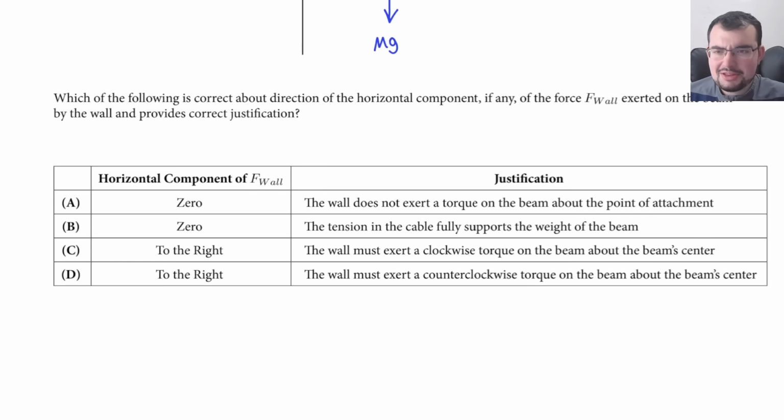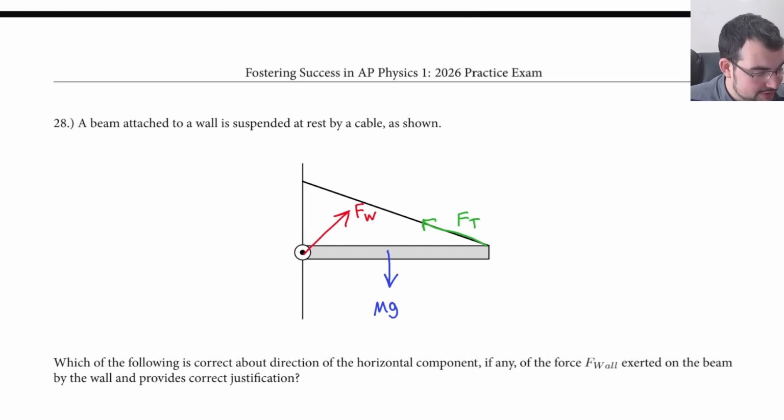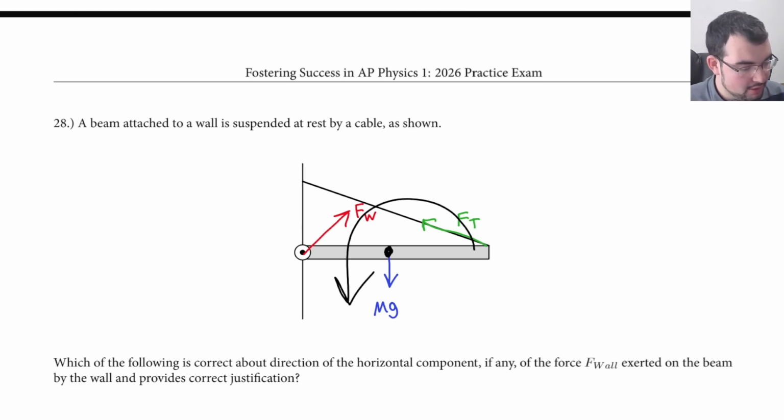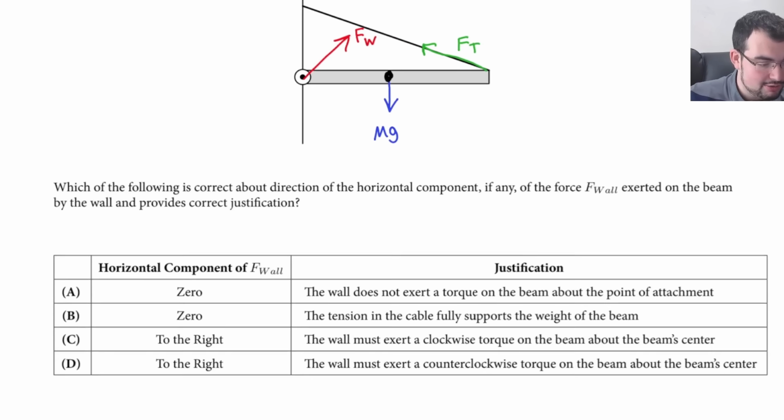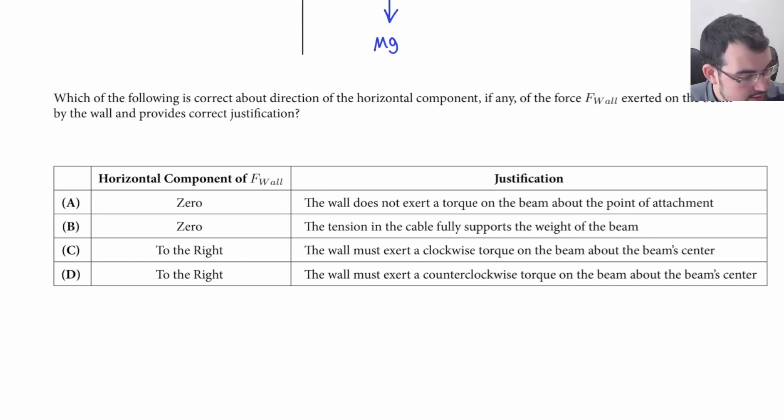We actually have to think about this differently, though, with the justification. I'm making us think about torque. The wall must exert a clockwise torque on the beam about the beam's center, or a counterclockwise torque. Well, if this is the center of the beam, the tension is trying to make me rotate with the clock. So the wall force must make me rotate against the tension, and this is counterclockwise. The wall force, this is going to be clockwise. So it's clockwise. That'd be C. Biggest challenge, figure out what clockwise is.